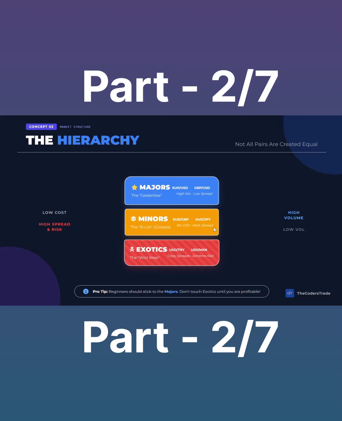Minors, the B-list, these are crosses like euro to pound sterling or Australian dollar to Japanese yen. There is no US dollar here. They have medium spreads and are a bit more jumpy. Exotics, the Wild West, pairs like USD/TRY or US dollar to Mexican peso. Beware, these have crazy spreads and extreme risk. One wrong move here, and your account will vanish.